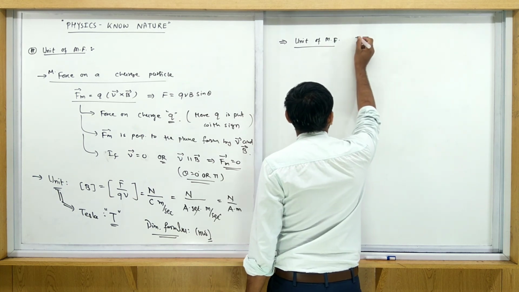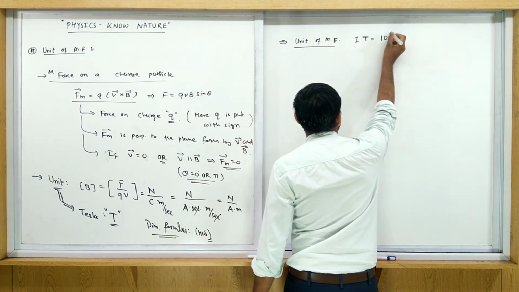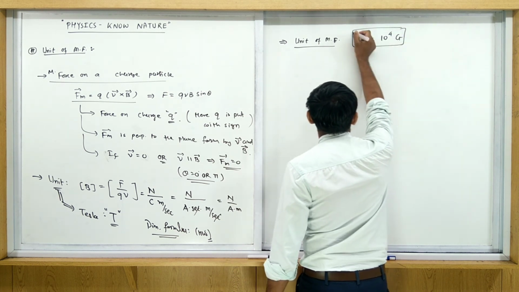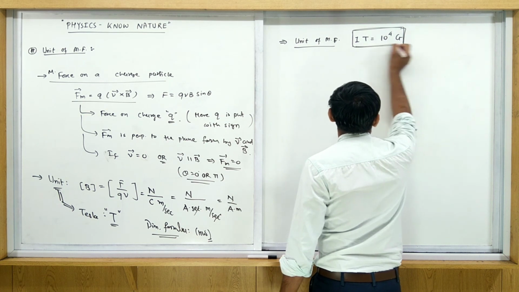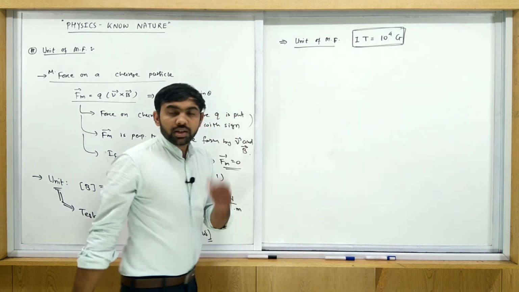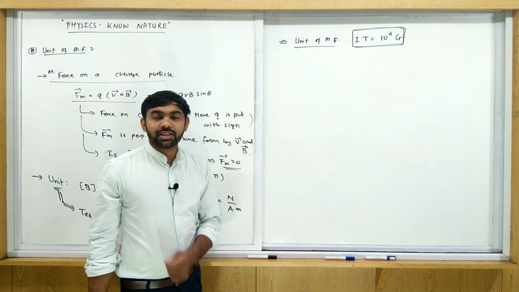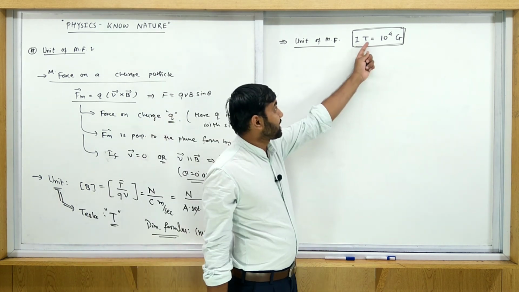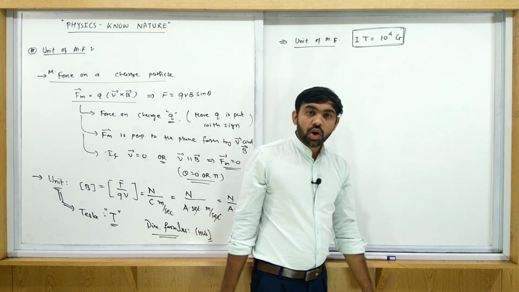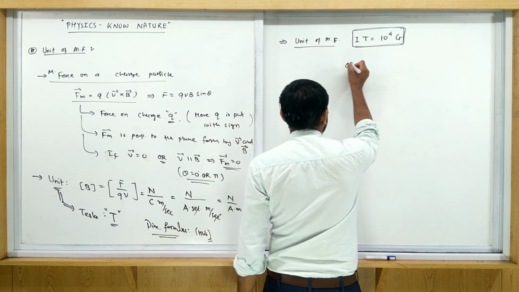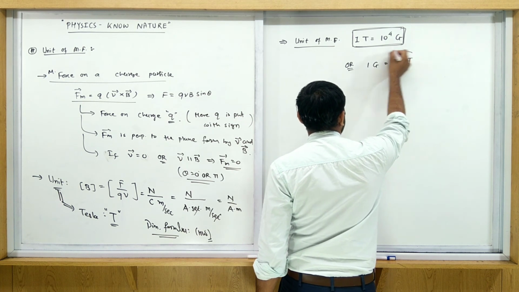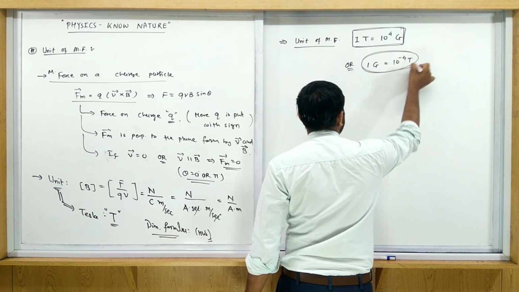So 1 Tesla is equal to 10 to the power 4 Gauss. This is the relation between the Tesla and the Gauss. Gauss is represented by capital G and Tesla is represented by capital T. So 1 Tesla is equal to 10 raised to 4 Gauss, or you can write it the opposite way, 1 Gauss is equal to 10 raised to minus 4 Tesla. These both are the same actually.